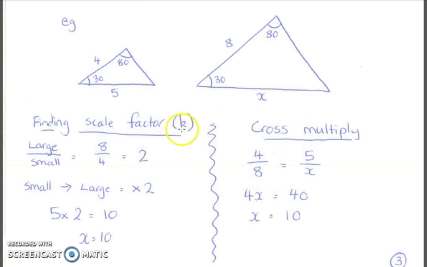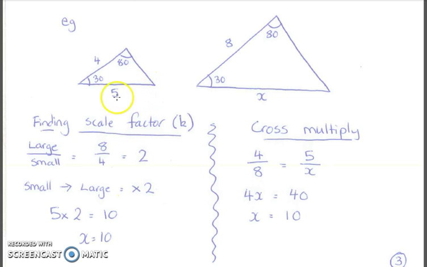Using the scale factor K method would probably be the more common one, because I'd ask similar questions in examinations and SACs, etc. With the scale factor K method, I always like to go big over small to find the scale factor. You pick the same side in both shapes, big over small, or large over small, that equals 2. This is your K factor, so your K factor is 2.